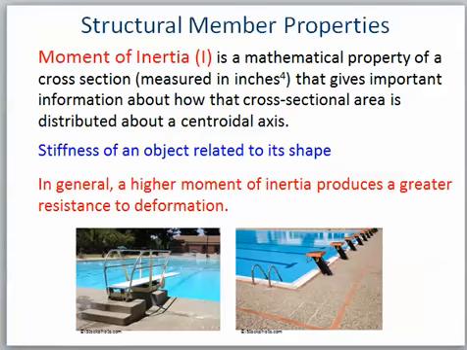The first thing we're talking about here is moment of inertia. This is a mathematical property of a cross-section measured in inches to the fourth that gives important information about how the cross-sectional area is distributed about a centroidal axis. Stiffness of an object related to its shape. In general, a higher moment of inertia produces a greater resistance to deformation.